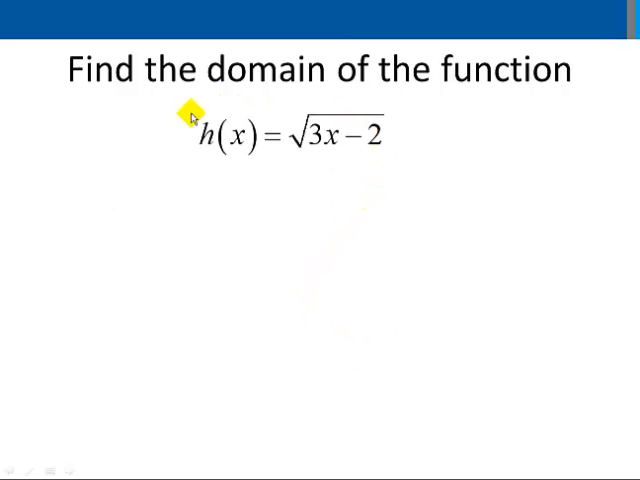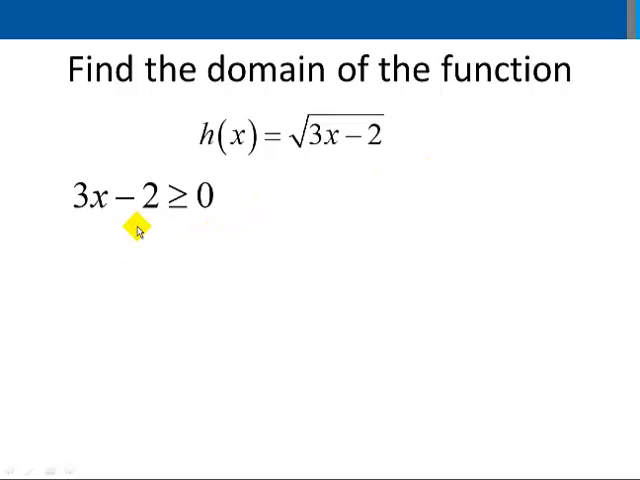Next, we'll find the domain of the function h of x equals the square root of 3x minus 2. We have the square root, an even root here. Only non-negative real numbers have real even roots. 3x minus 2 must be greater than or equal to 0 here.